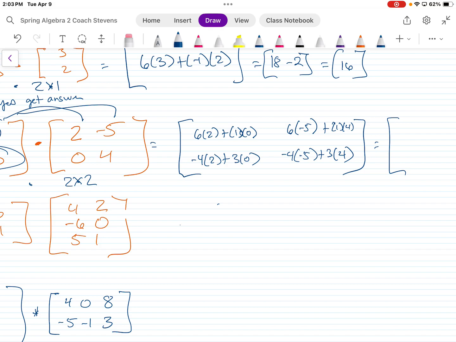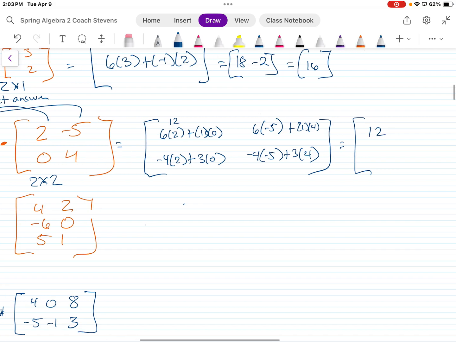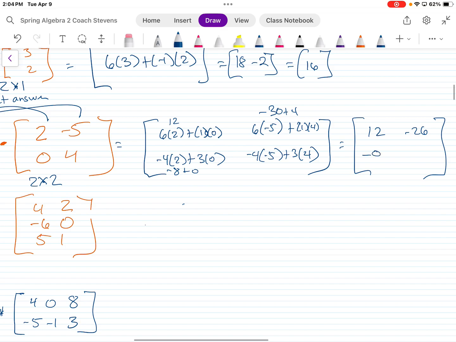That'd be 12. And on the next one, that'd be negative 30 plus 4, which would be negative 26. And that would be negative 8 plus 0, so negative 8. And then 20 plus 12, which is 32.